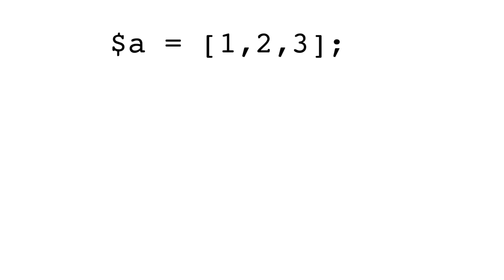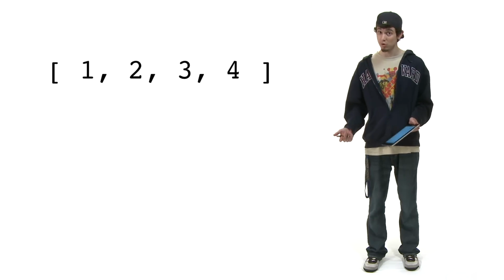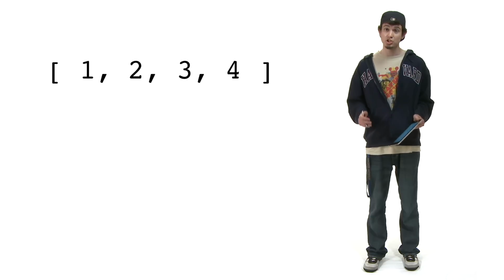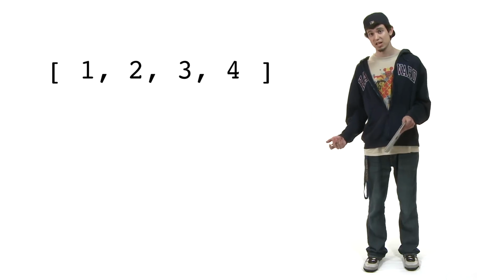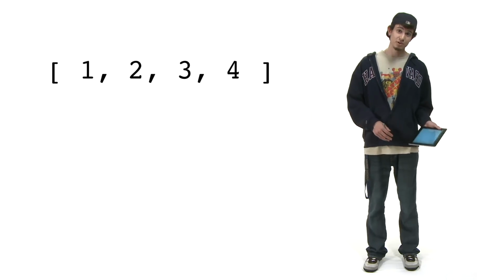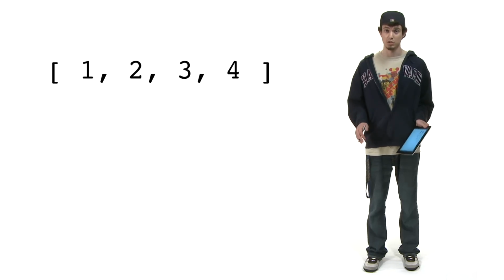To add a new element to this array, we can say $A[] = 4. Now our array consists of 4 elements: 1, 2, 3, and 4. Recall that if we wanted to do something like this in C, we'd have to allocate a whole new array, copy the contents of our first array into it, and then set the last element of the new array to our new value. This is much easier in PHP.